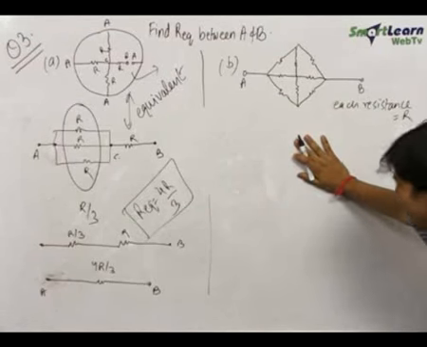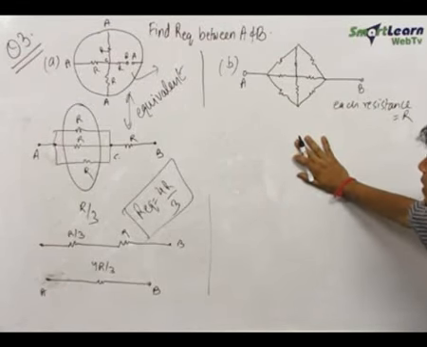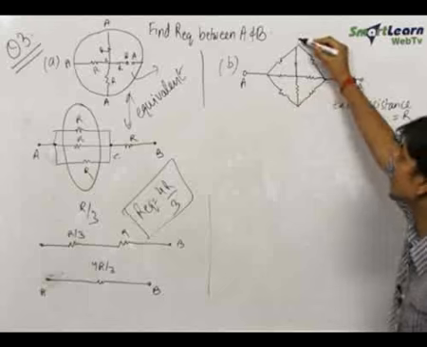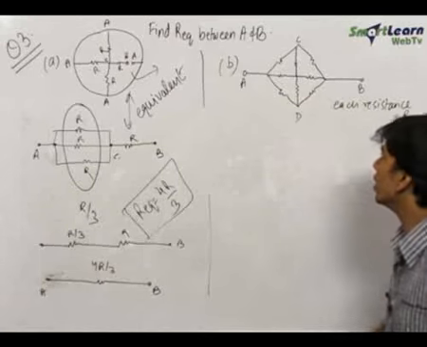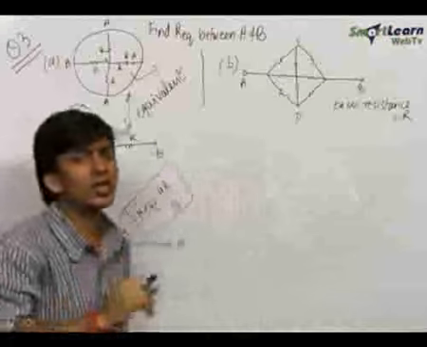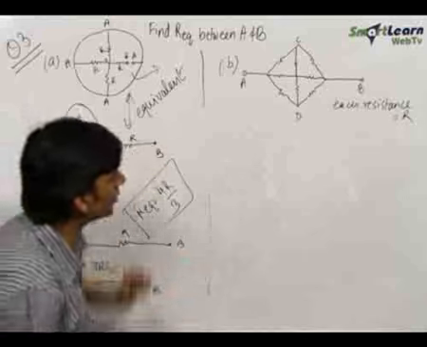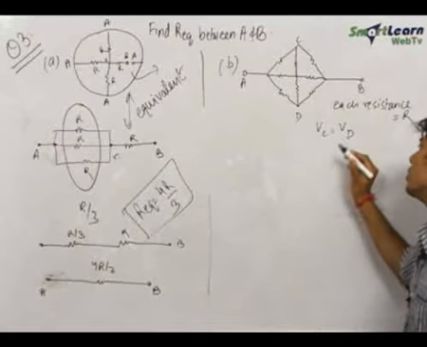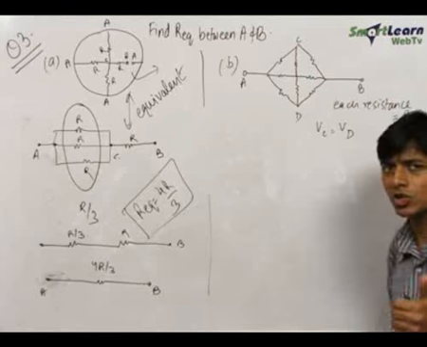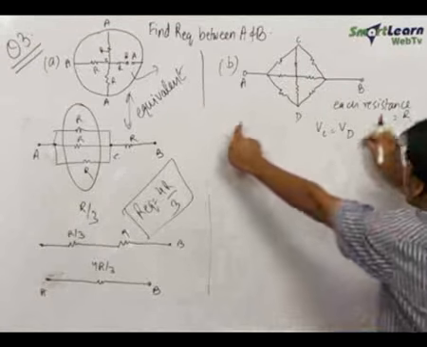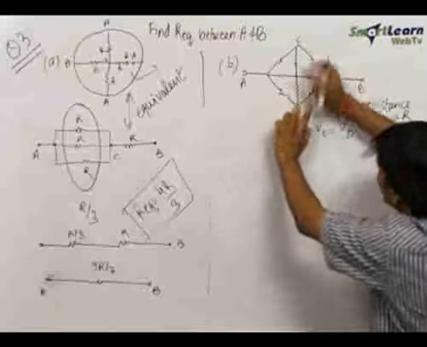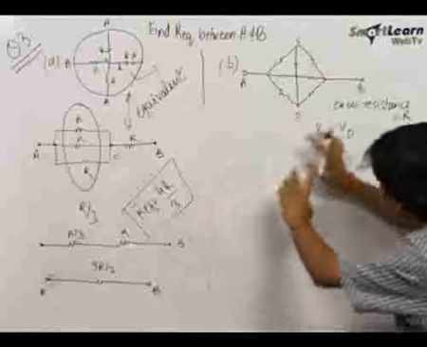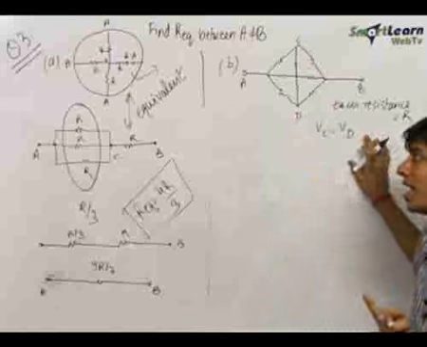One thing you should notice in this question is that there is no bias between this point C and D. The points C and D are totally similar. There is no difference between these two points. Whatever the potential at C, it will be equal to the potential at D, because there is no bias. When you apply a potential across A and B, these points C and D are totally similar. Therefore, the potentials at these points have to be the same.